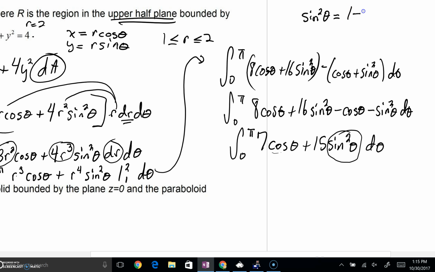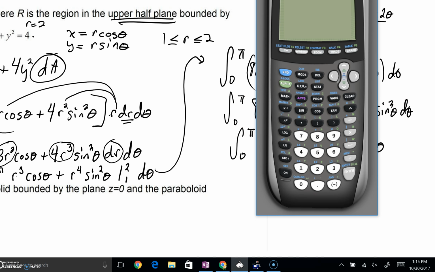And you might remember that was 1 minus the cosine of 2 theta all over 2. So we're not going to do that right now, as we finish this up. But sometime in the future, chances are we're going to have to use a power reduction formula, and that could definitely come to our rescue.